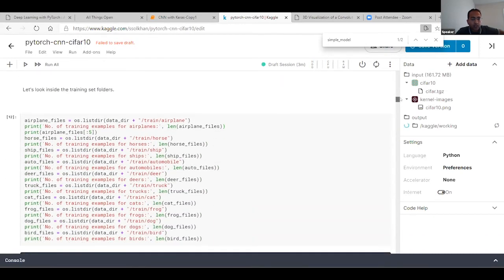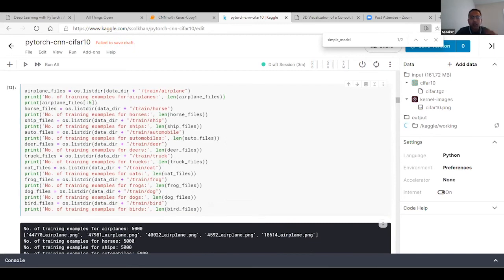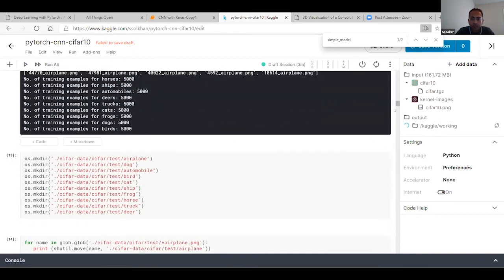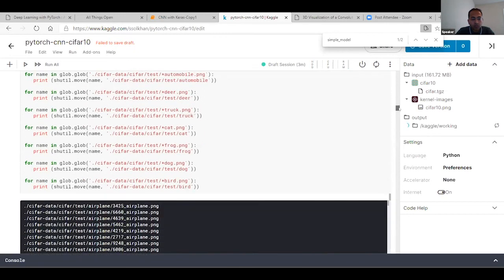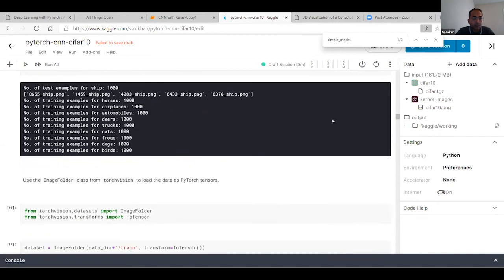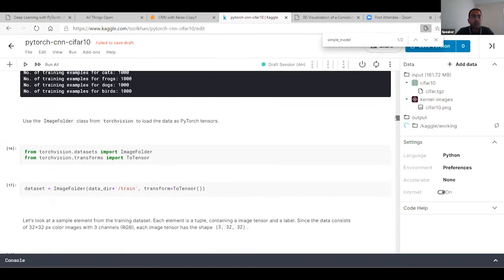So now I have put the training images in the right places. I wanted to check how many images there are for each one of them. As I mentioned, there are a total of 50,000 images, 5,000 images of each one, in the training data set. I do the same thing with the test, again not any important code here, and print it out. There are 1,000 images for each of those in the test data set. So it's all about getting the data into the right folders, and now it is.